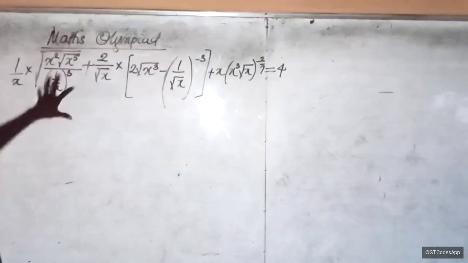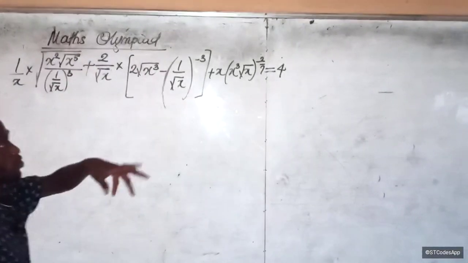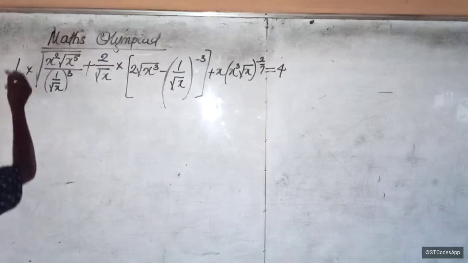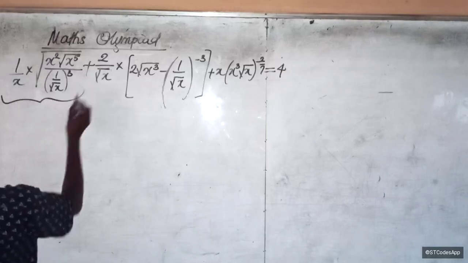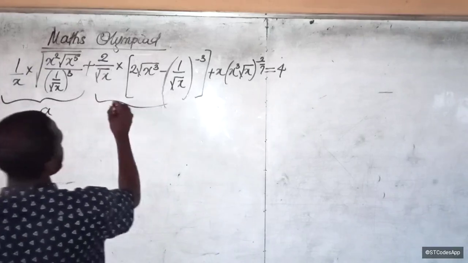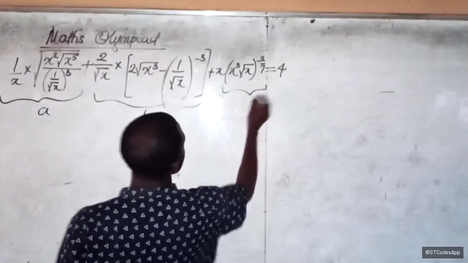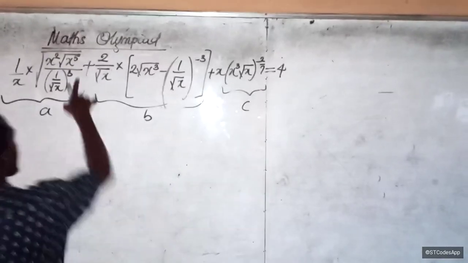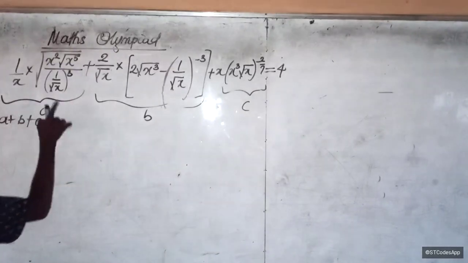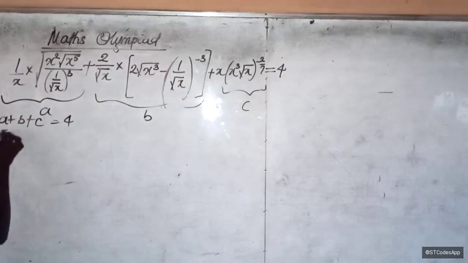Now it says this: all of this plus all of this plus all of this. One thing I'm going to do is separate it. This entire set here is going to be A, this one here is going to be B, and this one is going to be C. So that A plus B plus C will now give us 4. Let's solve A on its own.